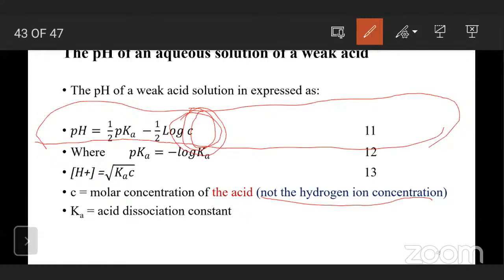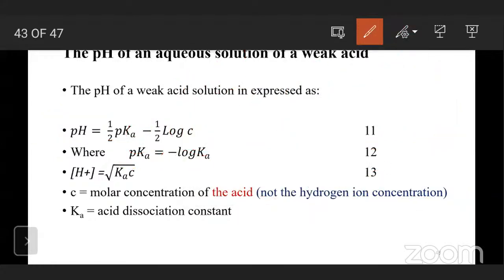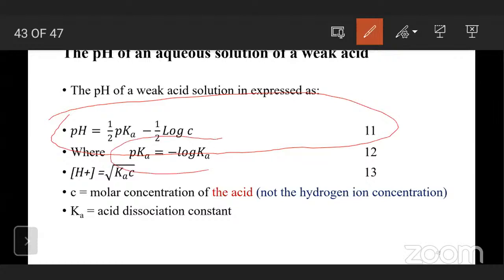That's your weak acid. This Ka is the acid dissociation constant. And we have already said that we can relate it to pKa, just like you can relate the concentration of the hydrogen ion to pH. You can also relate the Ka to pKa. So note this equation 11 very, very well. And note that your pKa can be calculated using this expression, minus log to base 10 of Ka.